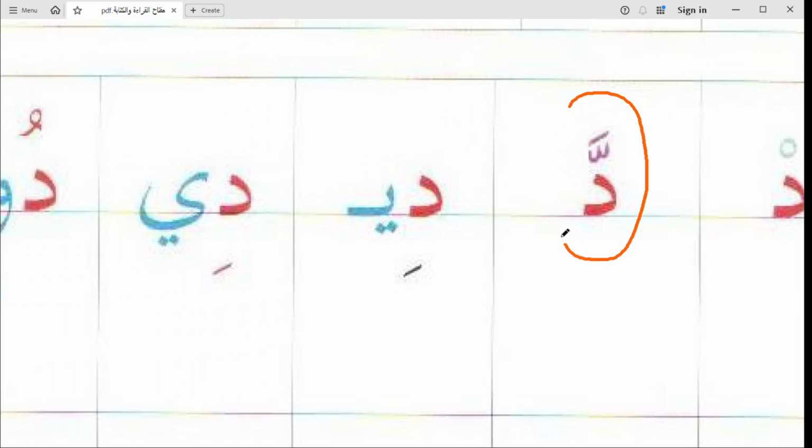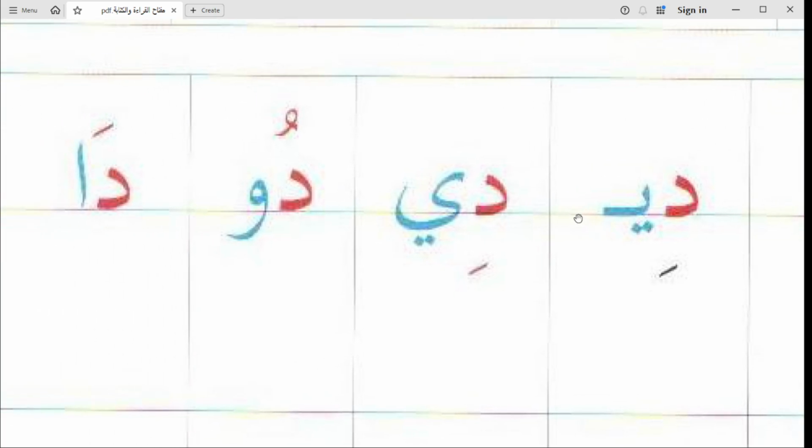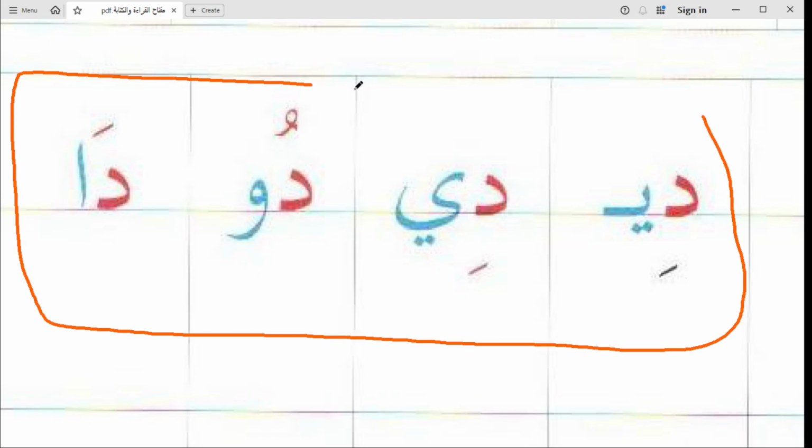Let's see here. The Daal is stressed with a fatha because there is a Shadda here. Shadda means double letter, double Daal. Daal Shadda fatha is going to be da, da, da. Alright. Da.